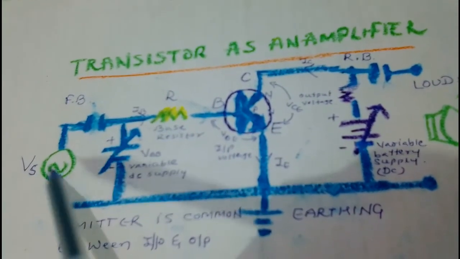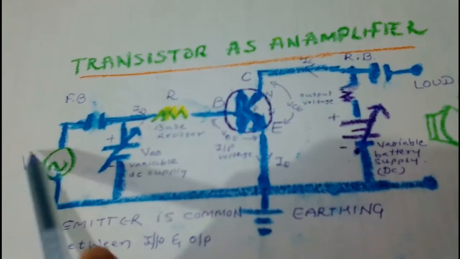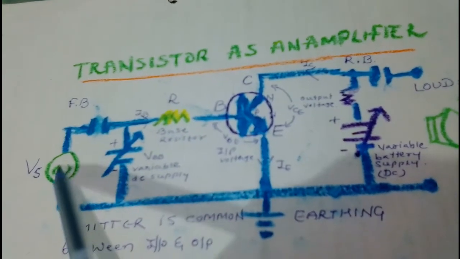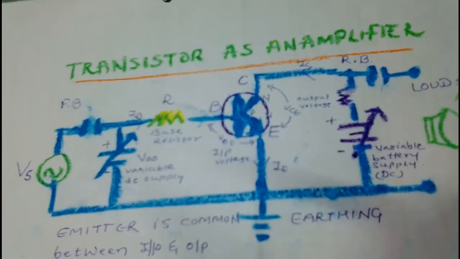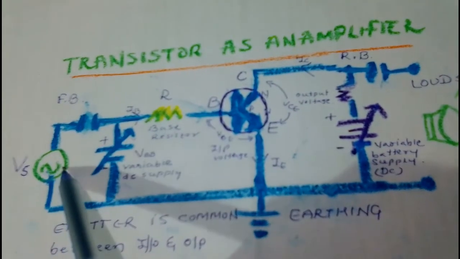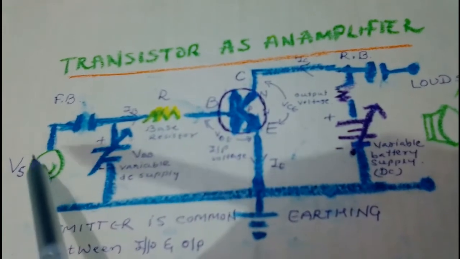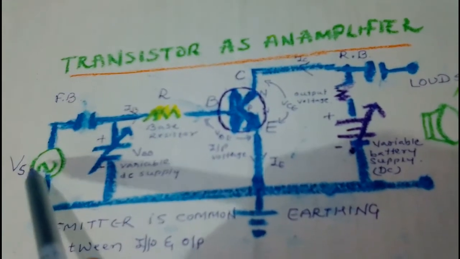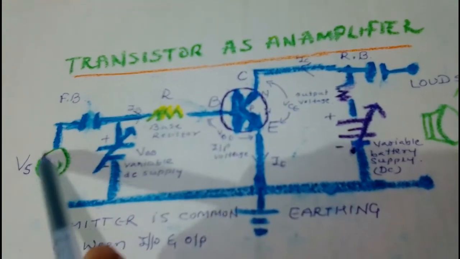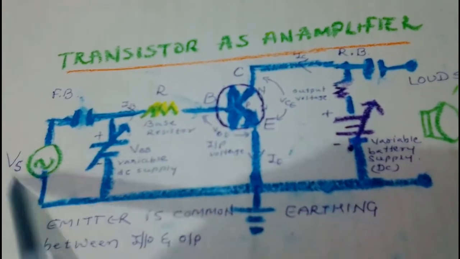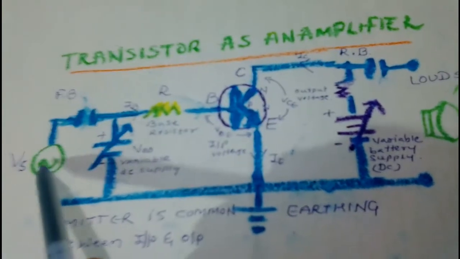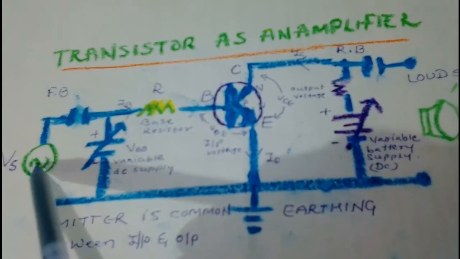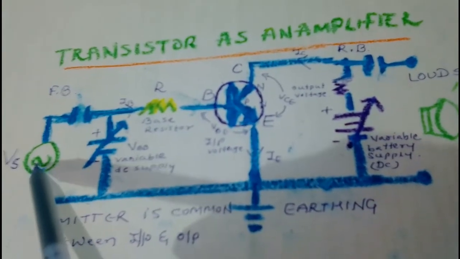Here the input signal is Vs. Vs is a source voltage. This is the input signal. This signal is coming out of the microphone. Whatever we speak into the microphone, that sound energy gets converted into electrical energy. Now this electrical energy is the input signal. The intensity, or the loudness, of the sound is very low. It is in the form of microamperes.